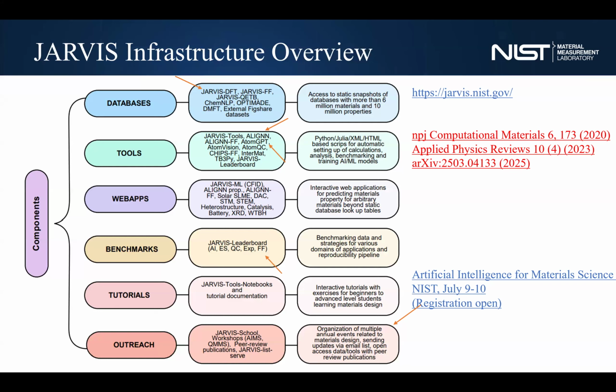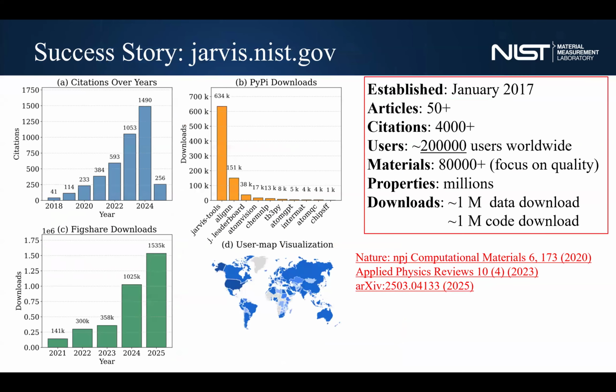We also emphasize tutorials. So we have several Google Colab notebooks, hundreds of notebooks, and outreach events. So we organize quantum matters and AI workshops. One of the AI workshops is happening in July. Feel free to register. So some of the success story of this database and infrastructure: we started in 2017. So we are one of the youngest, I believe, infrastructures out there for materials. But very interestingly, we have about 200,000 users worldwide, 4,000 citations, 50 articles. We focus on a smaller number of materials and more on the quality of the data and more number of properties. And we have several million downloads of our data set and of code.